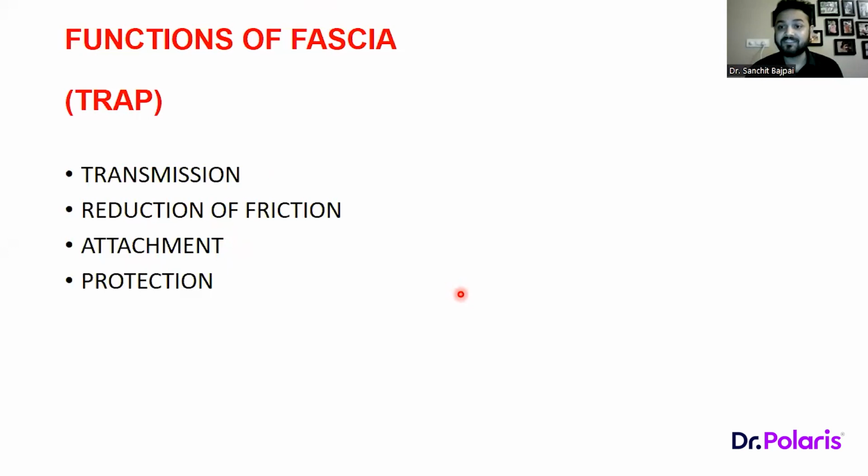So what exactly is it protecting? It's protecting the underlying viscera. Viscera means organs. So it's the underlying organs, underlying muscle, underlying joints. Everything is being protected by this sheet or sheath that is present above, right? So remember this mnemonic trap. It is going to help you a lot by the time we end today.